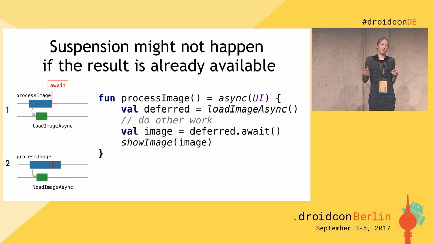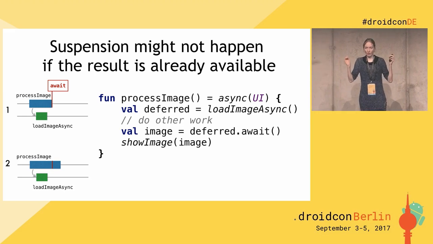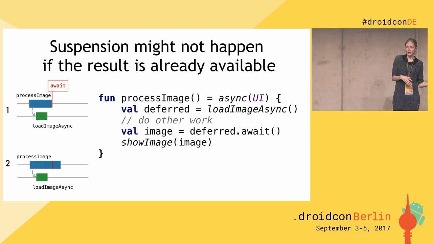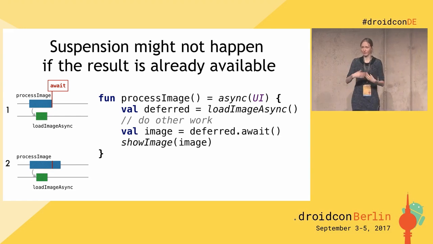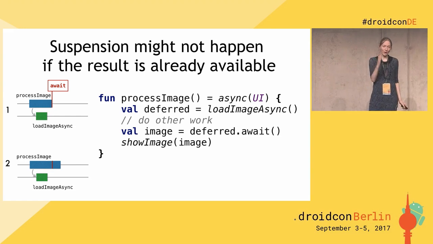Suspension might not actually happen if the result is already available. So there is an example. Again, we start this load image async. Imagine we do some other work while image is loading. For instance, our image is cached, or it's very small, so the result is available. And in this case, when we call await, if the result is ready, we can just continue. So no overhead is created.